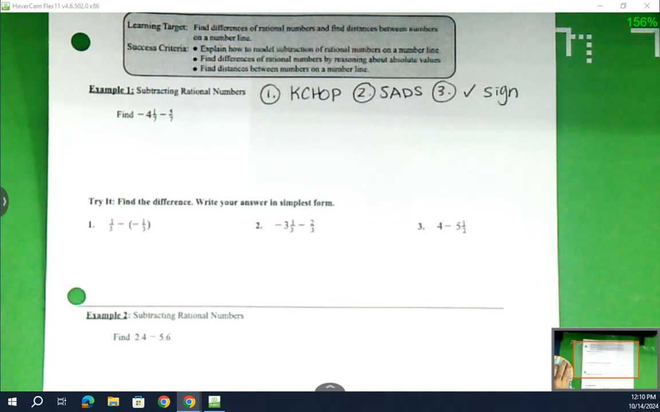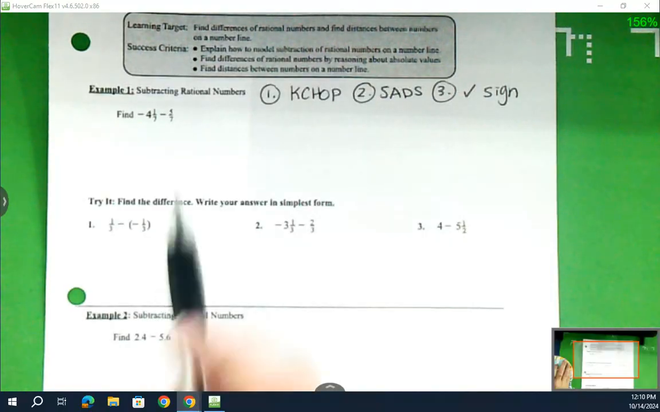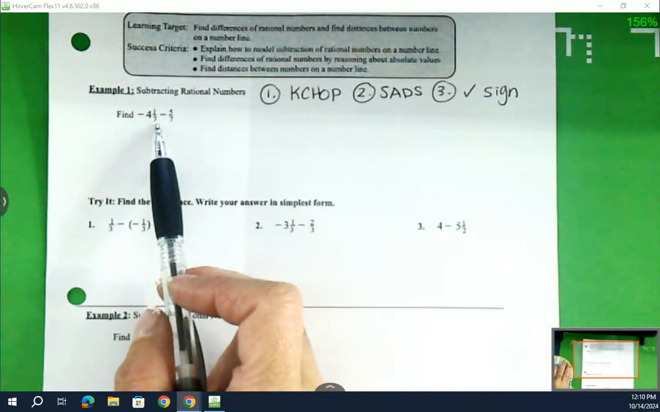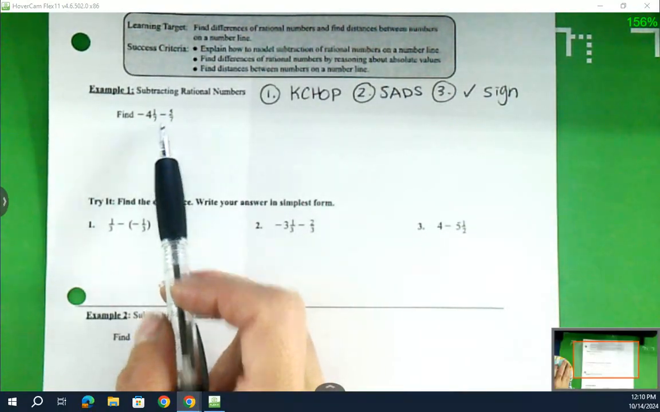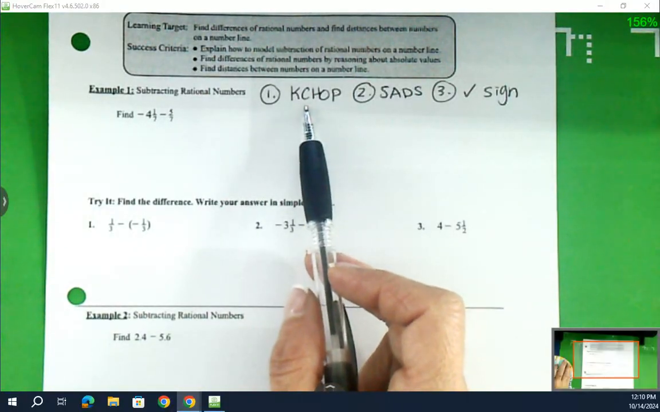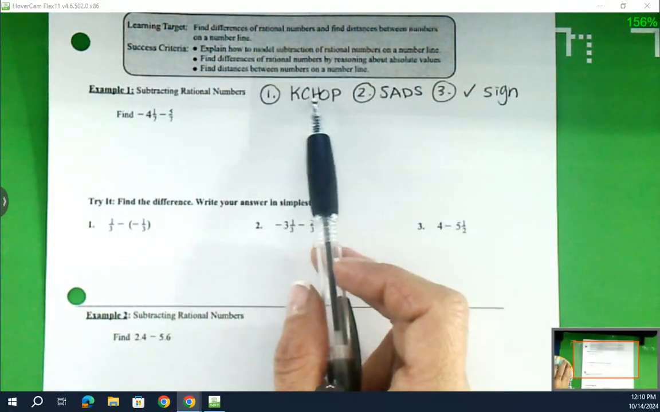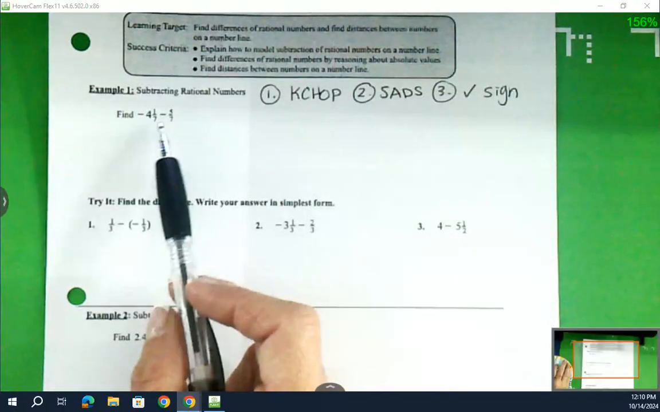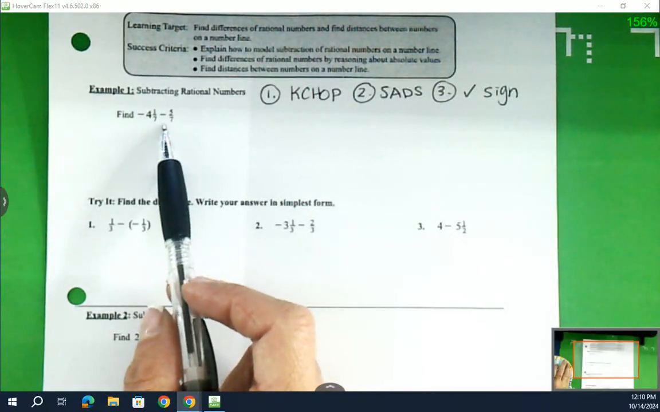Okay, this is lesson 1.5 notes on subtracting rational numbers. To subtract rational numbers is the same as adding rational numbers, only we have one extra step, and that is KCO, keep change opposite, changing our subtraction problem to an addition problem first.